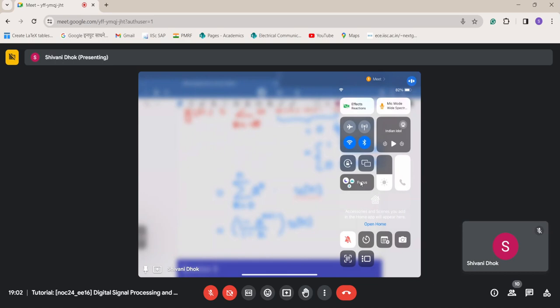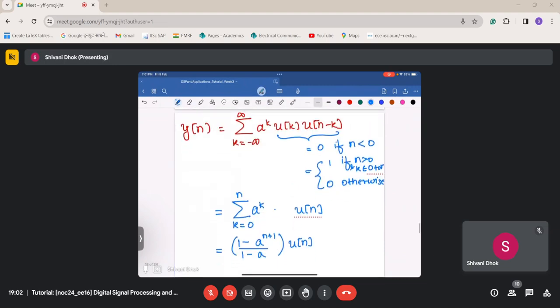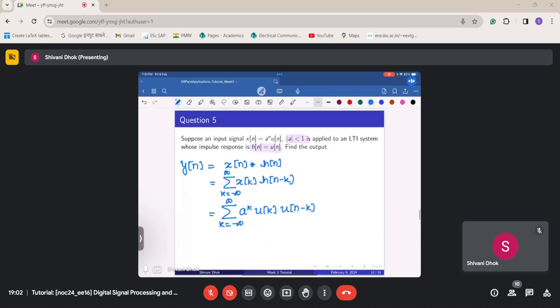Any questions here? Ma'am, we are already given that magnitude of A is less than 1, so we can also replace it by 1 minus A. I didn't understand. When in the question we are given that the magnitude of A is less than 1, A can be complex in general. Okay, ma'am.